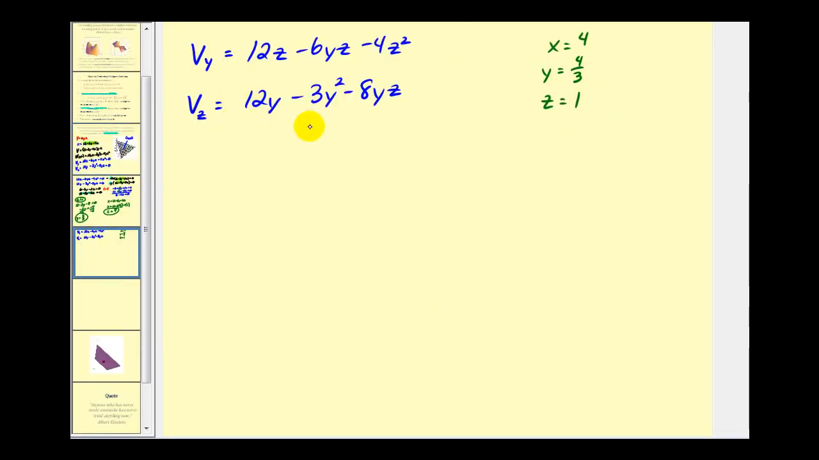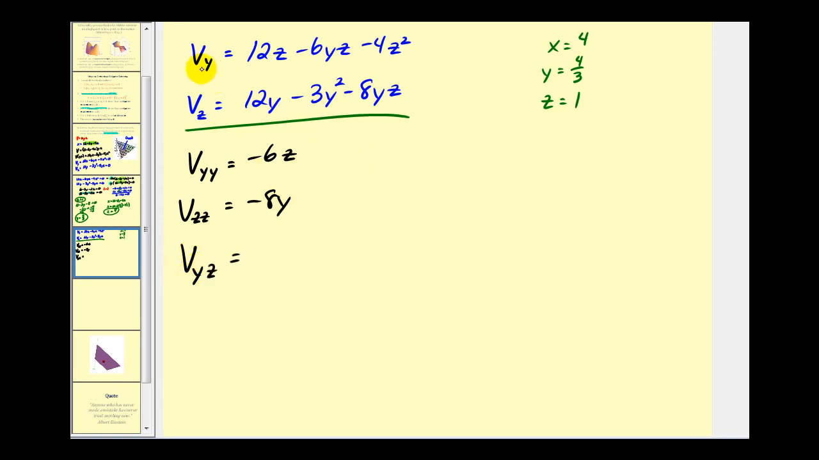Okay, so here are the first order partials that we found before. Now let's go ahead and determine the second order partials. The partial derivative of this with respect to y is going to give us negative 6z. The second order partial with respect to z would be negative 8y. And the mixed second order partial, we'll find the partial derivative of this with respect to z, would give us 12 minus 6y minus 8z.